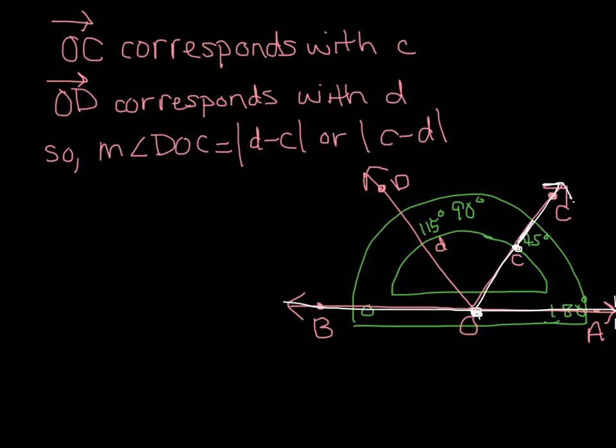So that looks like it's about 45 degrees. If we look at this ray, ray OD, that corresponds with the measurement of D, wherever that falls on your protractor.